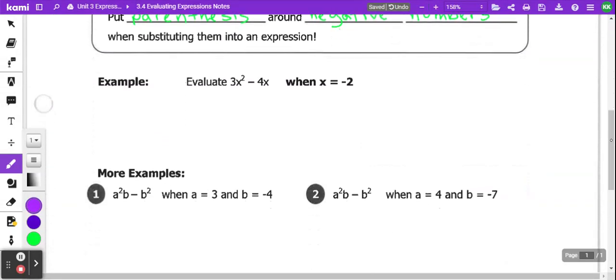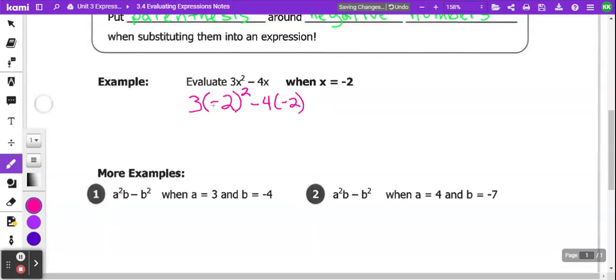So here's our next example. I have 3x squared minus 4x. And this time they're both x's and my x is going to equal negative 2. So I have 3. Remember, anytime you see your variable, it's easiest to put parentheses to put our number in. So 3 times negative 2 squared minus 4 times negative 2.